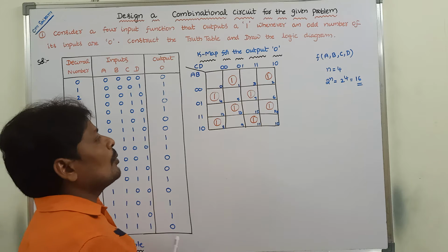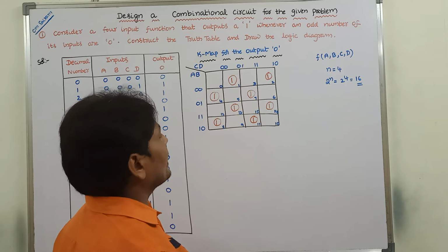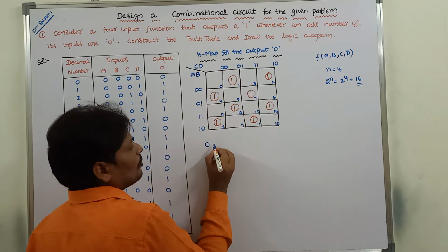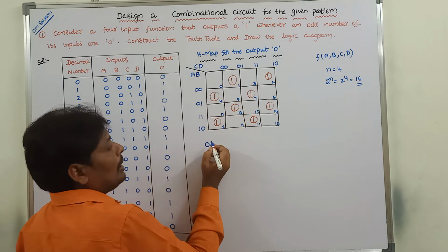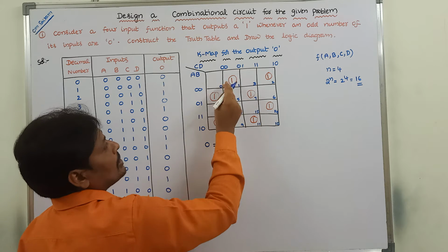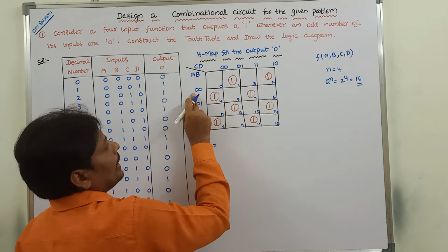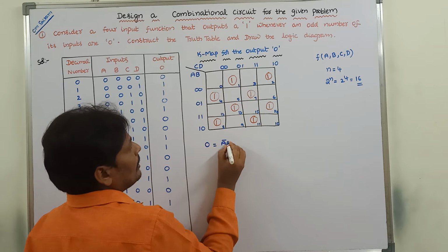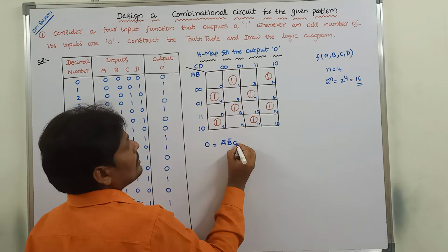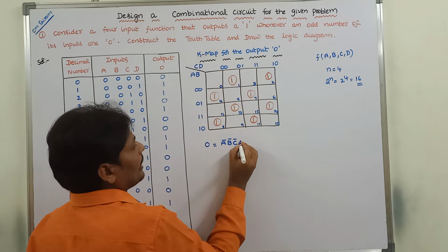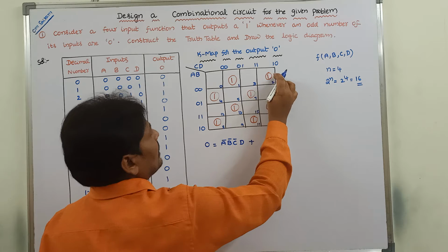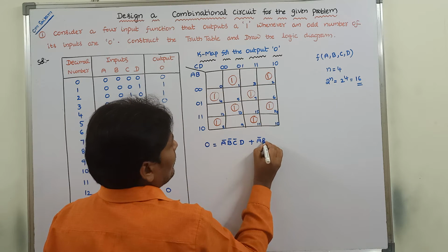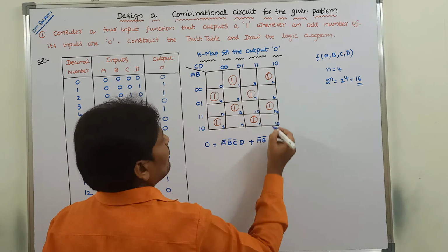Now, what is the minimal expression we are getting? The minimal expression for the output variable O is: O is equal to, first one, A bar B bar C bar D. Next, this one is A bar B bar C D bar.